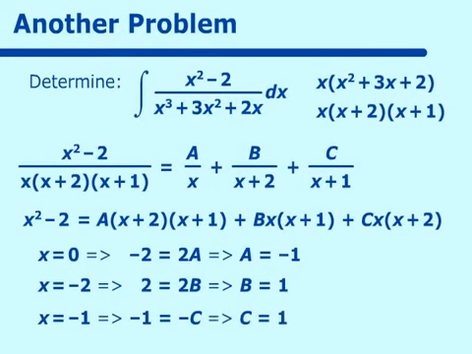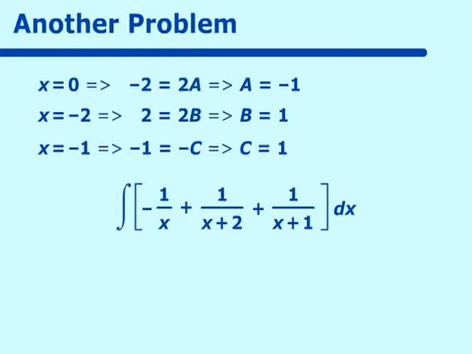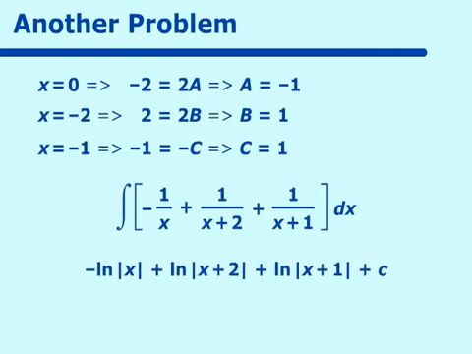Let's create our integral. So now we have the integral of negative 1 over x plus 1 over (x plus 2) plus 1 over (x plus 1) dx, and we get negative ln of the absolute value of x plus ln of the absolute value of (x plus 2) plus ln of the absolute value of (x plus 1) plus our constant. This ends our lesson on the method of partial fractions.